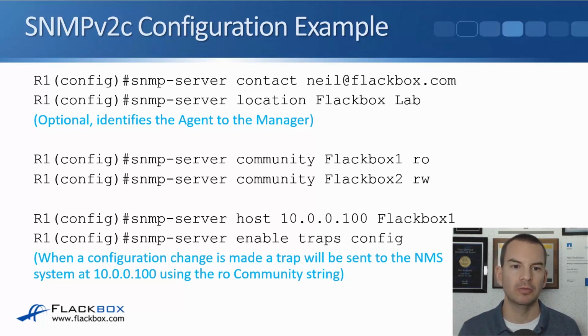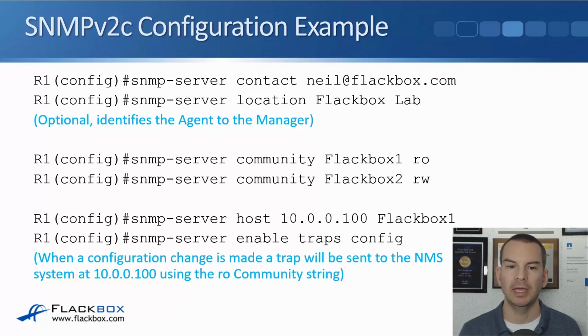So this is how we would configure a router for SNMP v2. First up, in global config, snmp-server contact neil@flackbox.com, my email address. Then snmp-server location FLACKBOX'S lab. That's purely informational, and it's optional if you want to set that. But your SNMP server is going to be monitoring lots of different devices, so it's good if you've got some descriptive information about the device that will be sent to the manager.